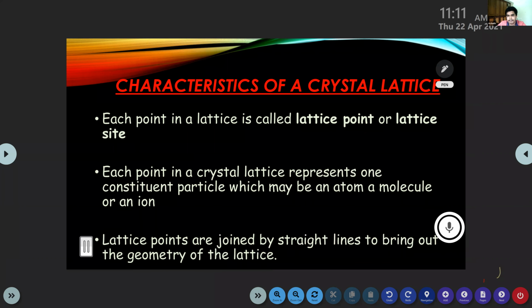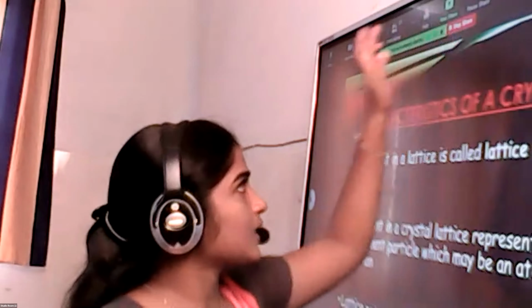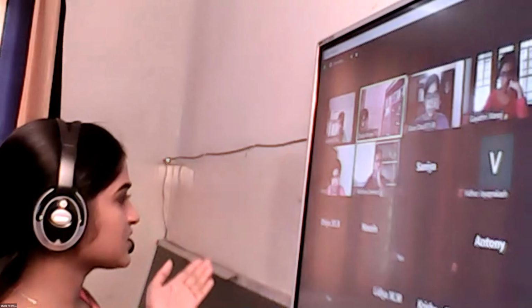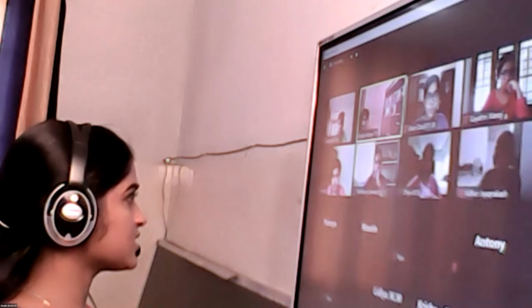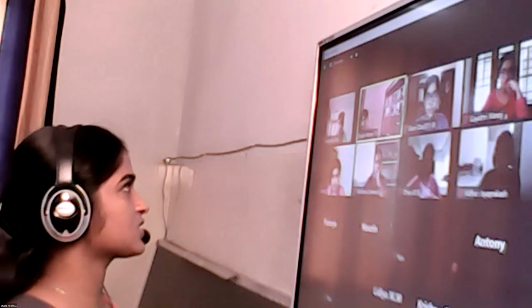Yes, ma'am. In a similar way, this unit cell is also characterized by certain parameters. There are 6 parameters. They are mainly edge lengths and axial angles, or angles between those edges. We can discuss it.